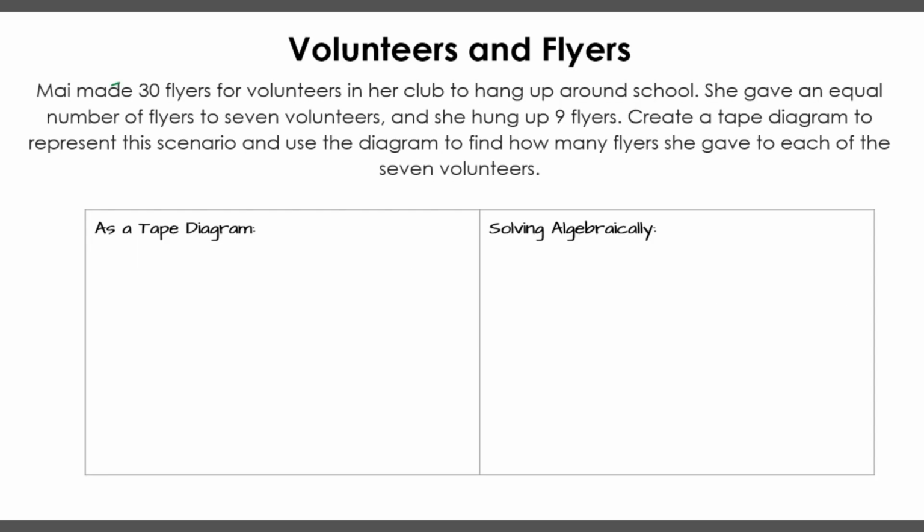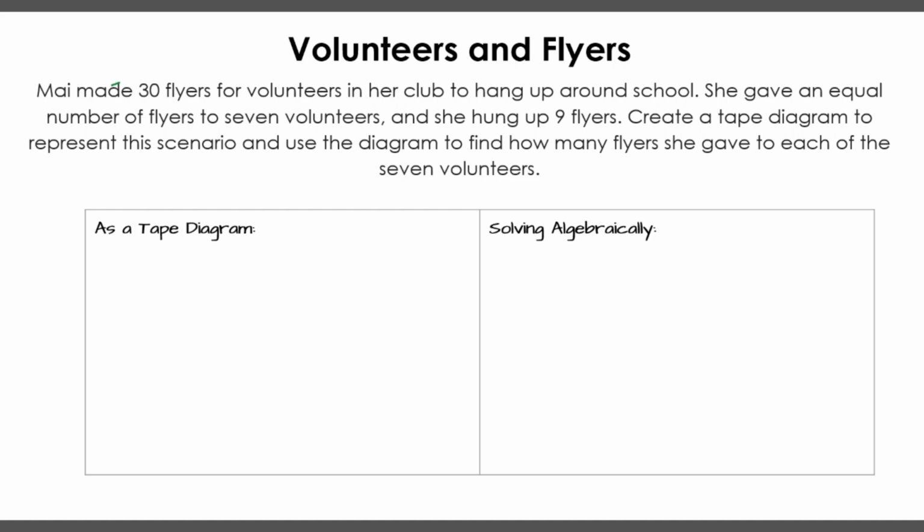All right, so May made 30 flyers for volunteers in her club to hang up around the school. She gave an equal number of flyers to 7 volunteers, and she hung up 9 flyers herself. So we take the 9 from the 30 to determine how many the other volunteers had total. Create a tape diagram to represent this scenario and use the diagram to find how many flyers she gave to each of the 7 volunteers.